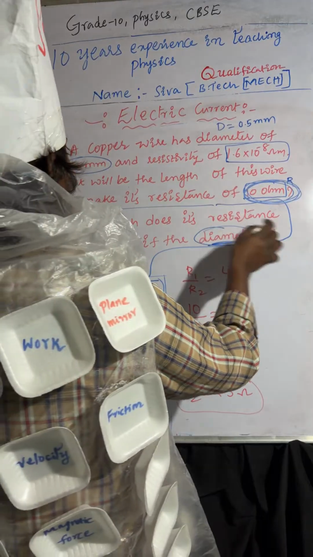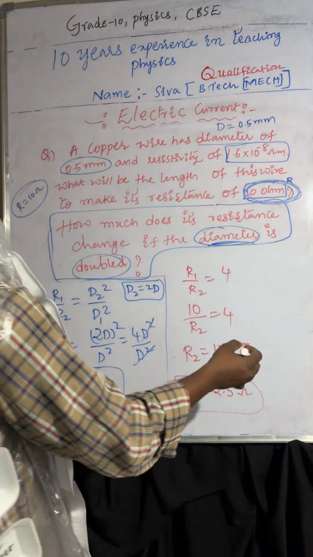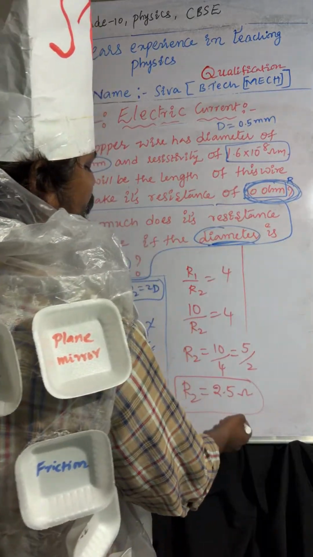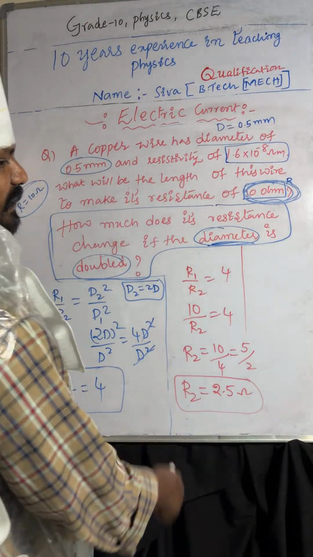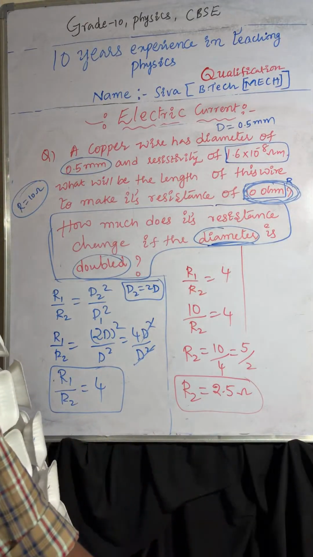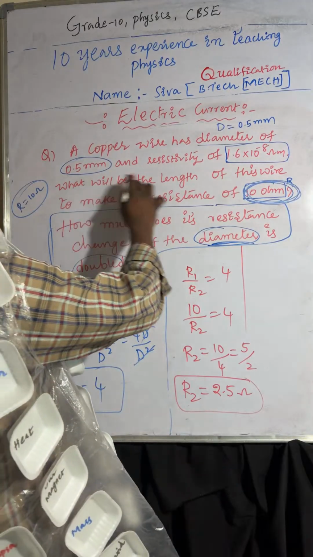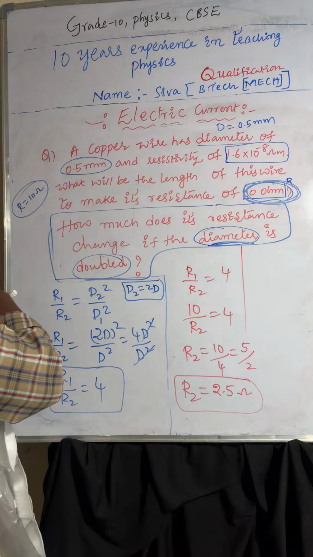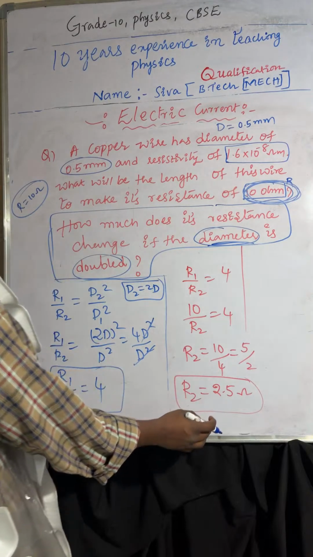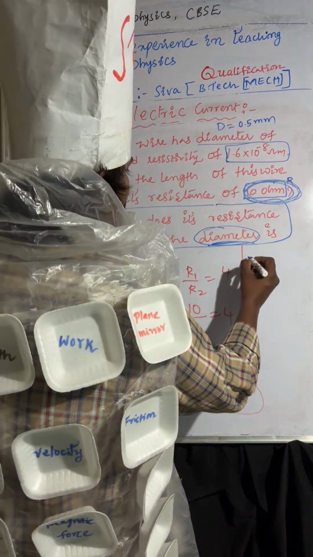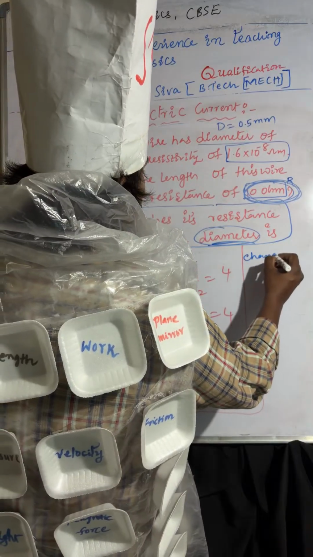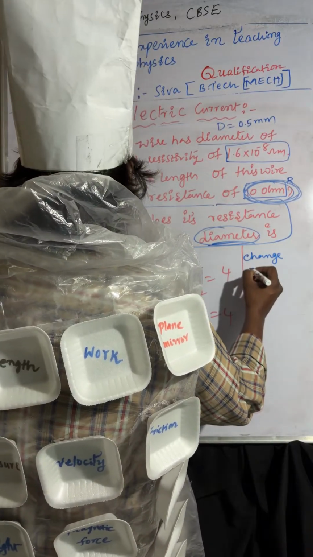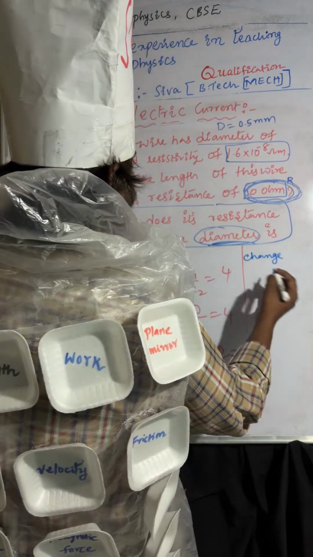How much does its resistance change? Here only the diameter is doubled. When the diameter is doubled, what is the resistance? So now we have to find out the change. The initial resistance is 10. When the diameter is doubled, the final resistance is 2.5. Change in resistance.